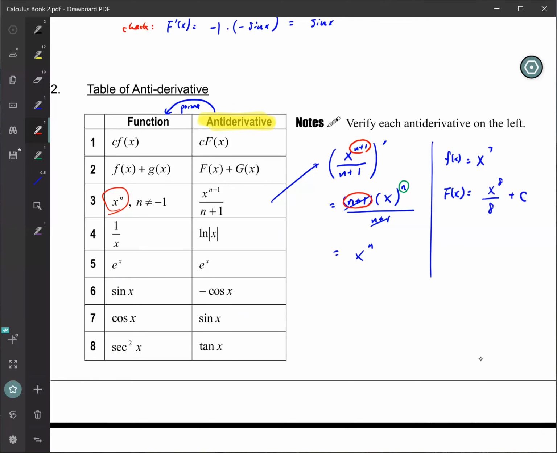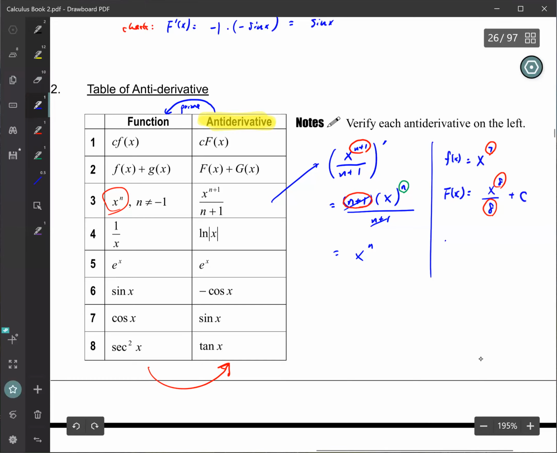But then usually the question is they will give you the small f and ask you to find the general antiderivative. The question is to go this direction, going to the right side. So if you see x to the 7, then you need to add a 1, become 8, and then put an 8 at the bottom. And you can double check: prime this, then it will be 8x to the 7 over 8 plus 0, so that gives you x to the 7.